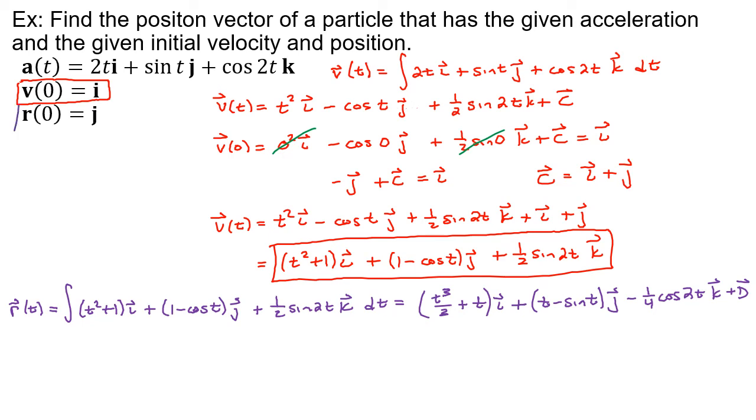Plugging in 0, I can find out what that constant vector is. So r of 0 would be 0 cubed over 3 would be 0 plus 0, so I just get 0 and 0 on the i. On the j, I'll end up with a 0 and a minus sine 0, which is also 0. And then I'll end up with a minus 1/4 cosine 0 k plus d. That had to be j.